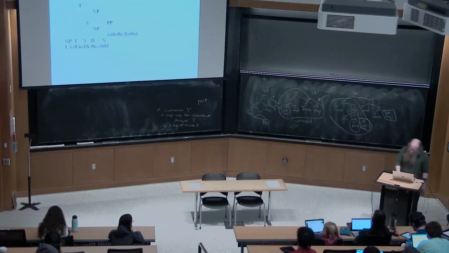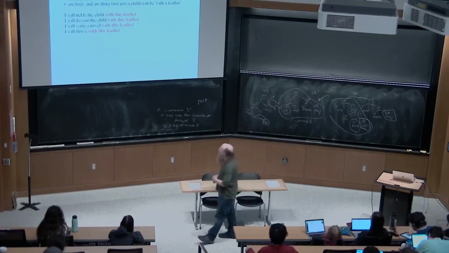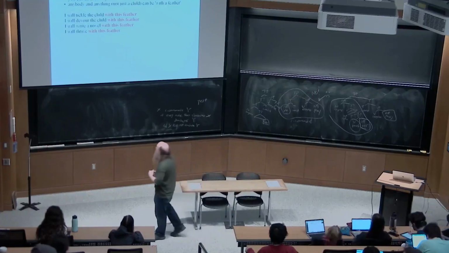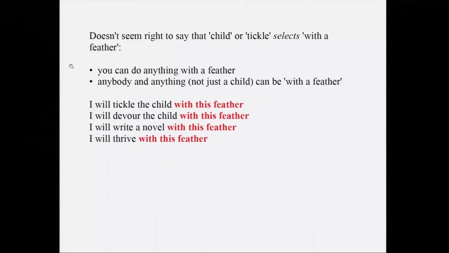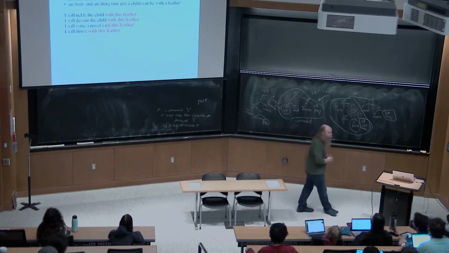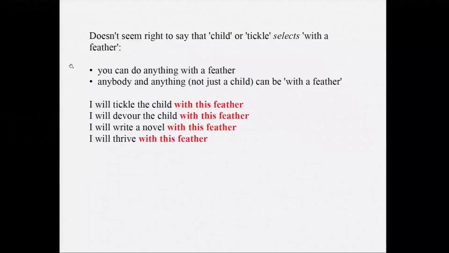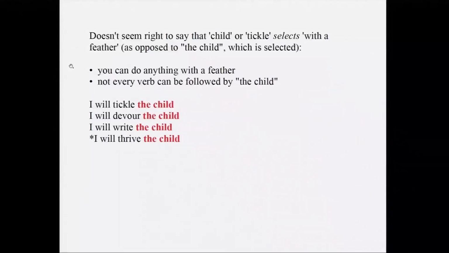So with the feather is another kind of thing. This is just saying what I just said. It doesn't seem right to say that child or tickle selects with a feather, because you can do anything with a feather. So I will tickle the child with a feather. I will devour the child with the feather. I will write a novel with the feather. I will thrive with the feather. You can do anything with a feather. Some of these things are more or less plausible than others, but they're all grammatical. Does that sound right? I don't know why I used devour.